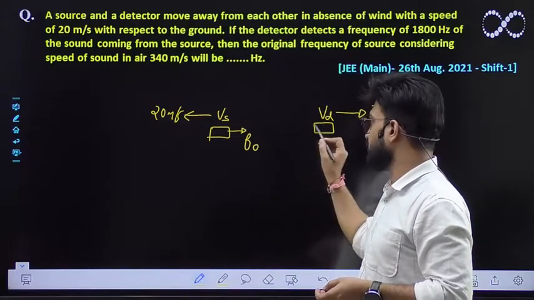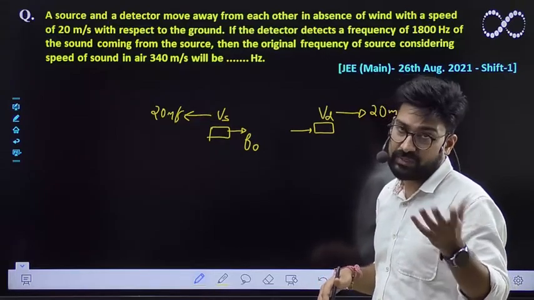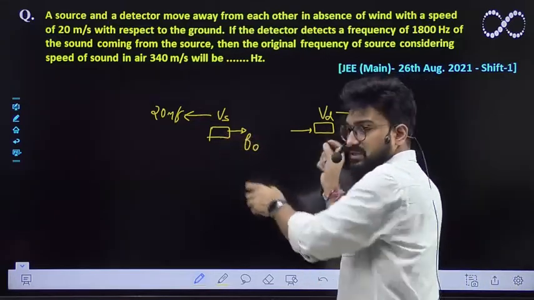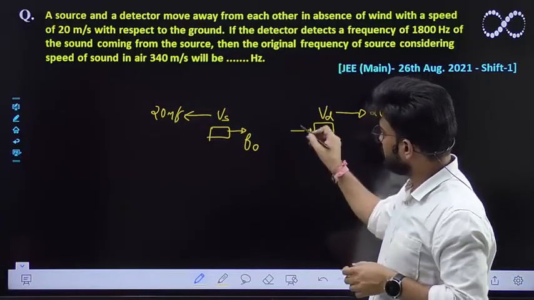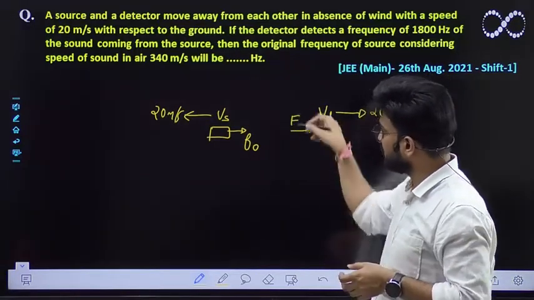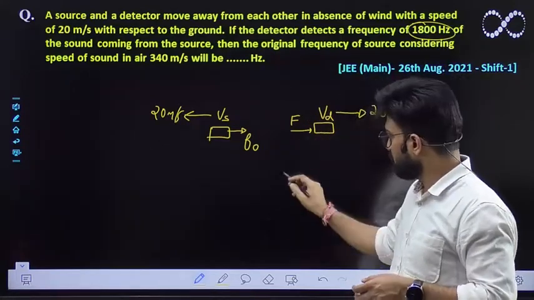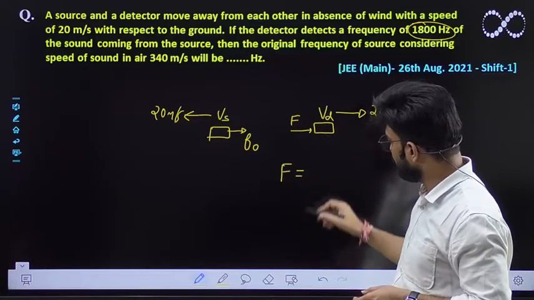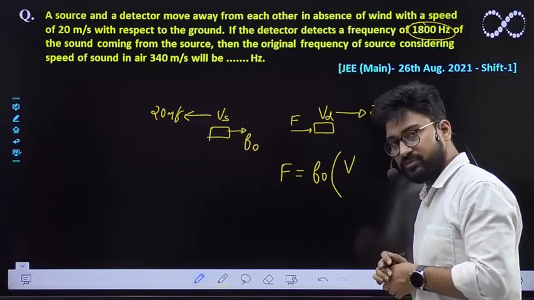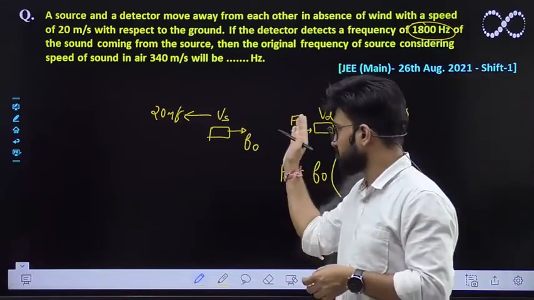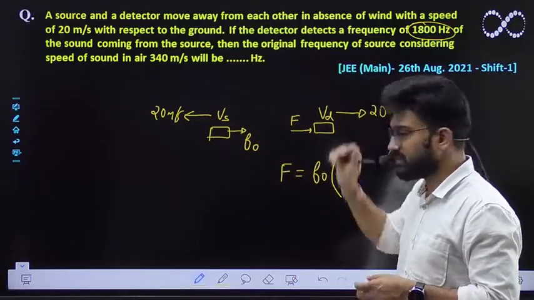Now the frequency which is heard by this detector is different because of Doppler shift, because this source and detector are moving relative to each other. Now this detected frequency would be capital F, and this is already given to you as 1800 Hertz. So we already know that this F must be equal to f0 times velocity of sound, because the sound with this f0 frequency has been sent to the detector.